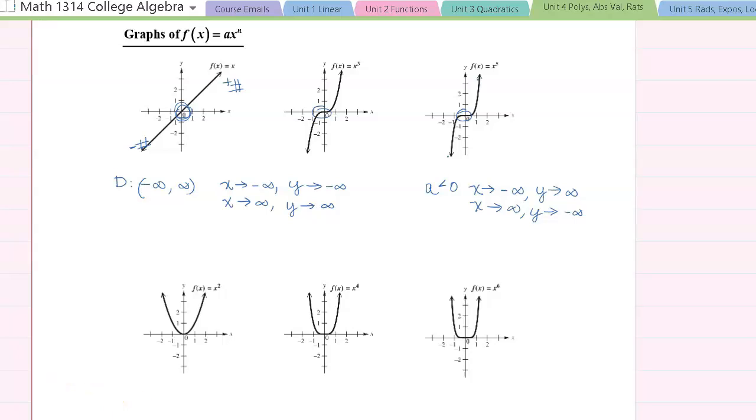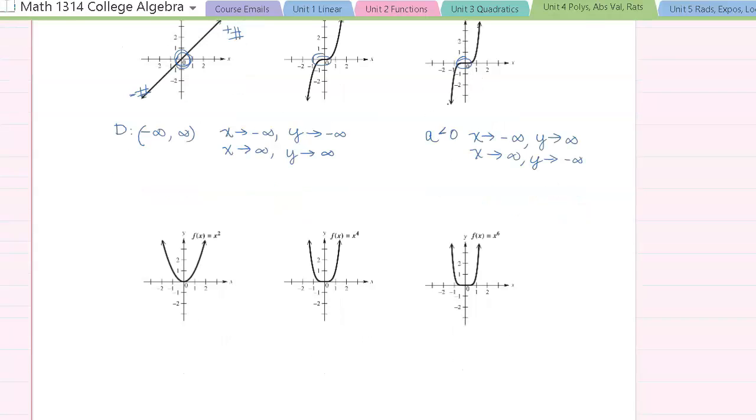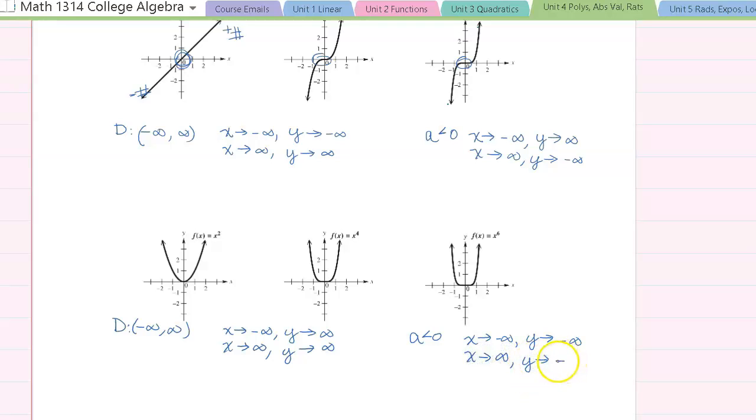The next set of graphs are those of even powers: quadratic, to the fourth power, and to the sixth power. Notice that each of these parent functions has the same domain from negative infinity to positive infinity, and their end behaviors are the same. As x approaches negative infinity, y approaches positive infinity, and as x approaches positive infinity, y also approaches positive infinity. If there had been a negative leading coefficient, the end behaviors would have changed, as does the graph. So that as x approaches negative infinity, the y values would approach negative infinity, and as the x values approach positive infinity, the y values would approach negative infinity.